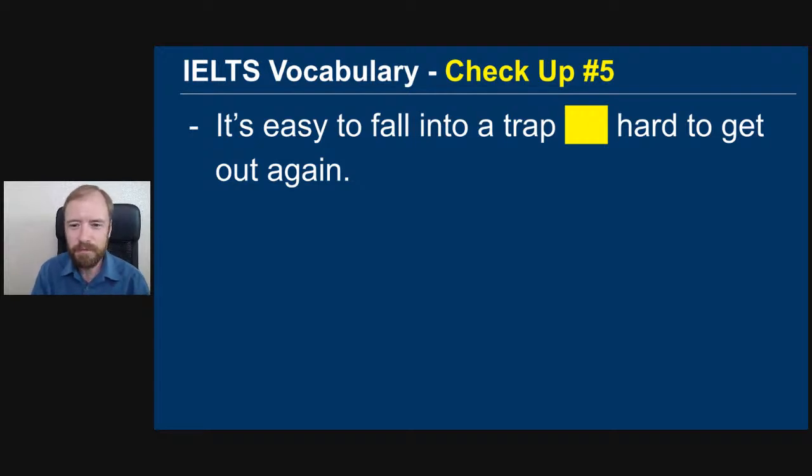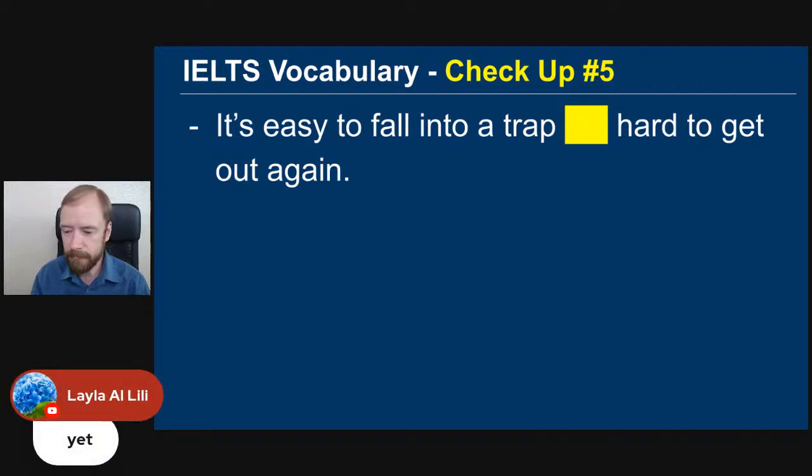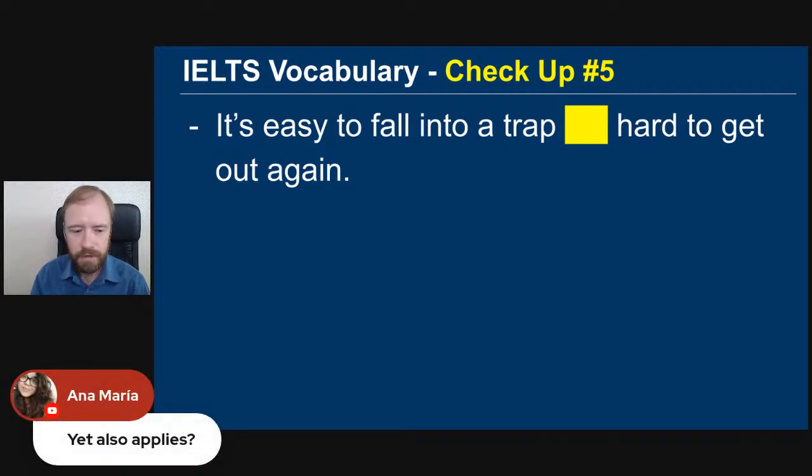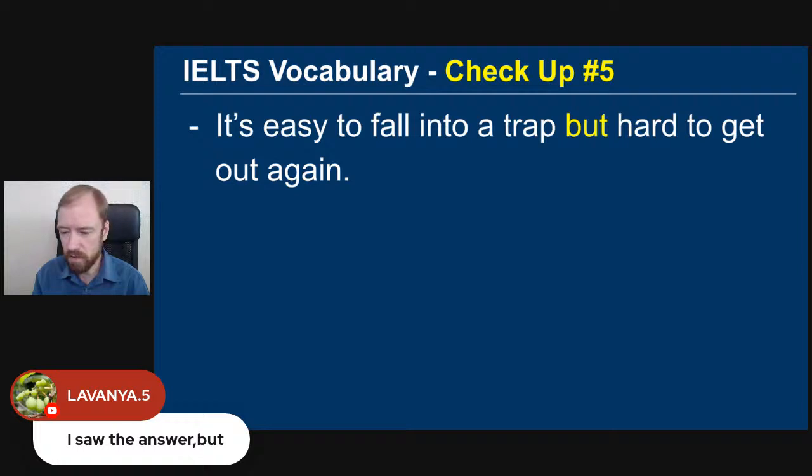It's easy to fall into a trap. Hopefully you did not see it. Yet hard to get out again. That works perfectly fine. But yet. No comma needed. There's no comma here. So definitely we could use but or yet. If we used however, we're going to need some punctuation there. If we used whereas, we're going to need some punctuation and a subject. So without a comma, we can use but. There's no, yeah, Lavania's cheating.